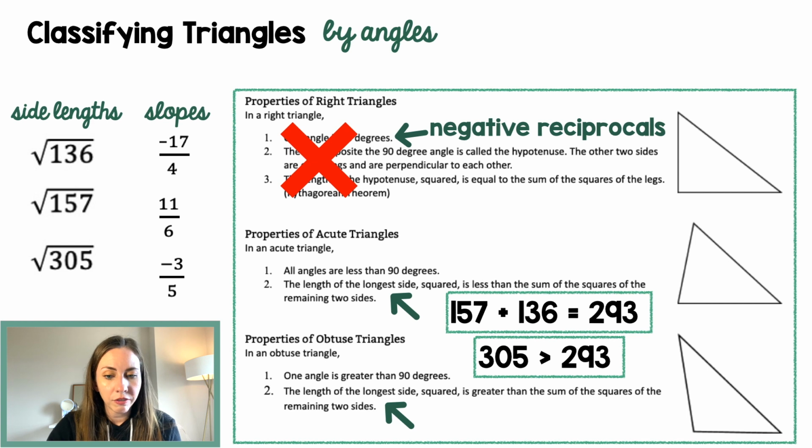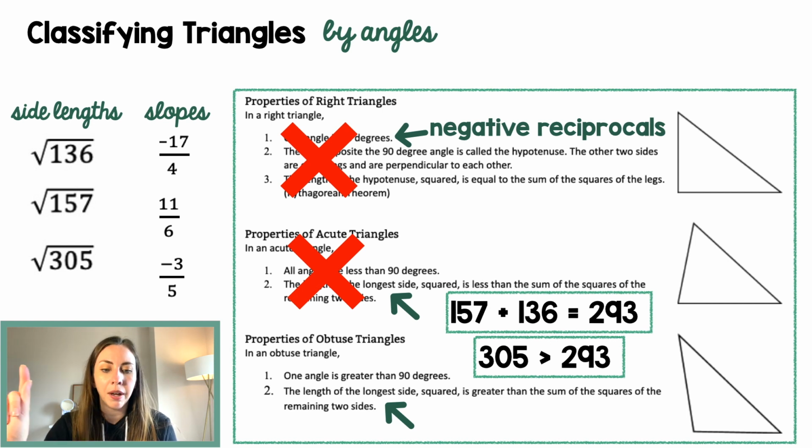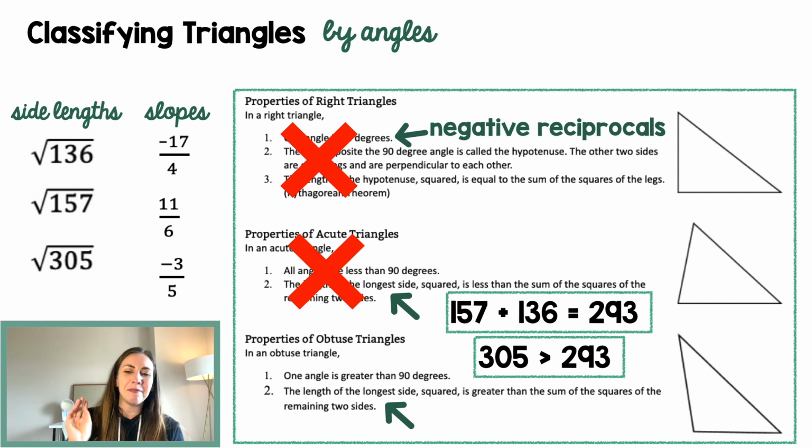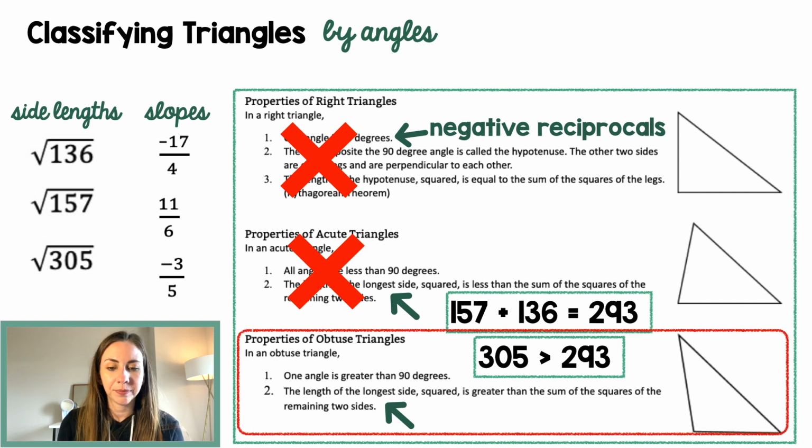So this fits the property of an obtuse triangle, because in an obtuse triangle, the length of the longest side squared is greater than the sum of the squares of the remaining 2 sides. So basically, you're just checking to see that the small and the medium add up to less than the large, and then your triangle is obtuse.